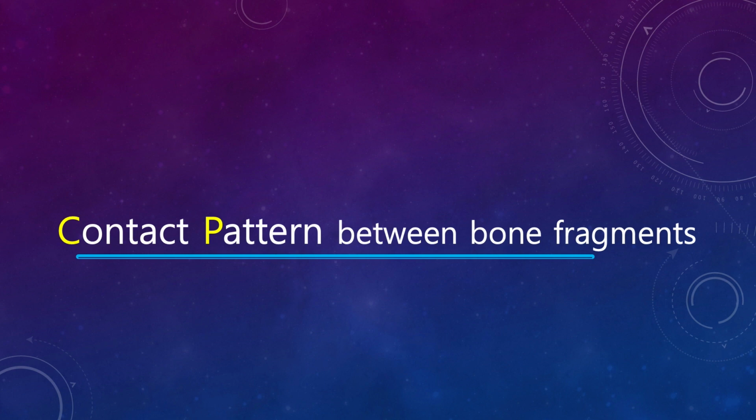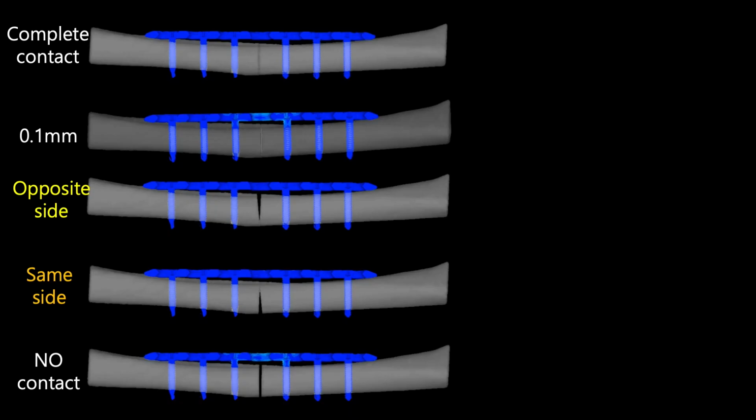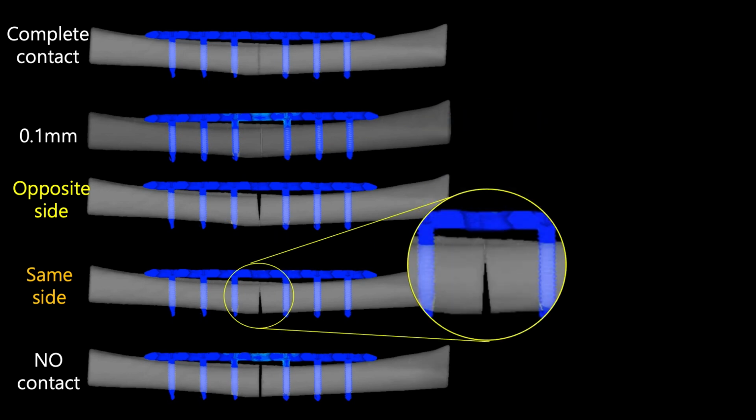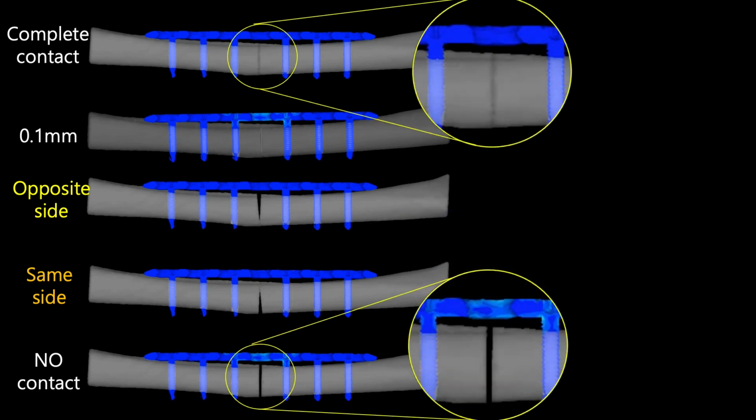Next, I would like to discuss the difference in contact patterns. First, I have created a model where the cortical bone on the side opposite to where the plate is installed is in contact. Next, I created a model where the cortical bone is in contact on the same side as the side where the plate is installed. And we compare this with the full contact model and the non-contact model.